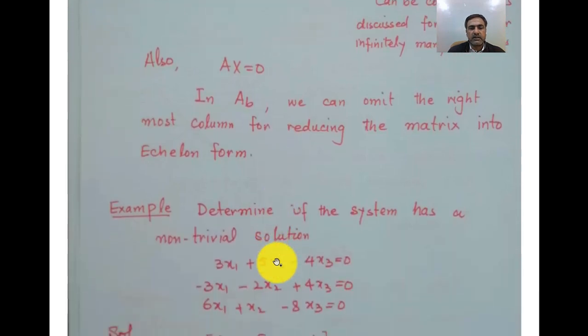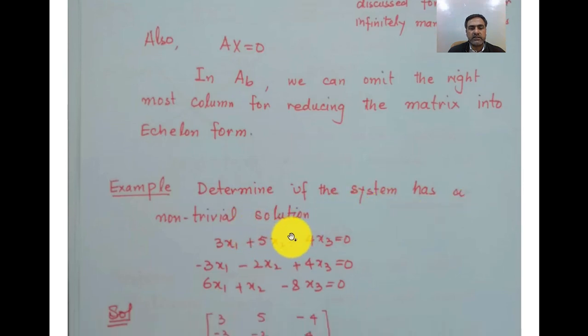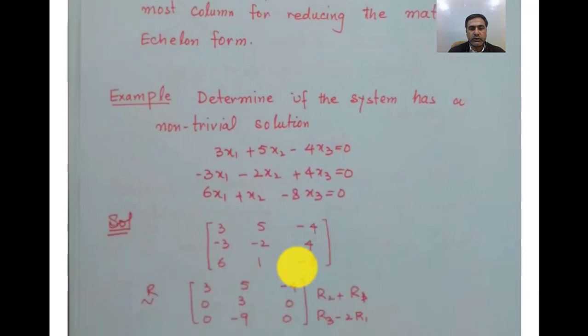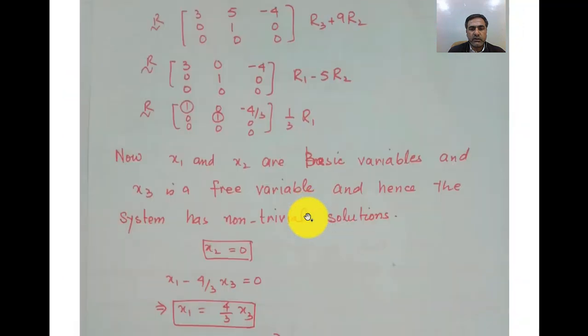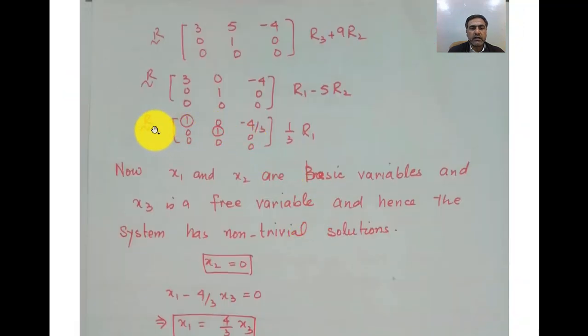So for example, determine if the system has non-trivial solutions. So I have these three planes and I am looking for non-trivial solutions of this system. So what I do, I omit the rightmost column because it consists of zeros, and I just take the matrix of the coefficients 3, 5, minus 4, minus 3, minus 2, 4, 6, 1 and minus 8, and I reduce this matrix into a reduced echelon form matrix. I hope you can follow these sequence of operations.